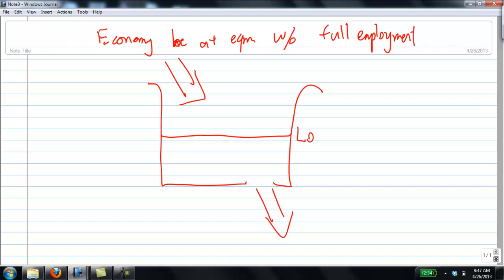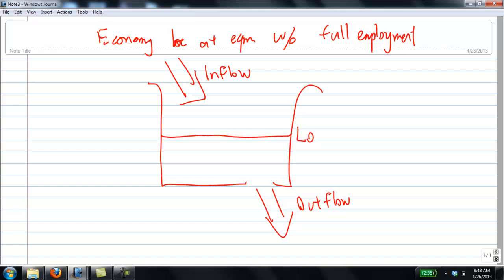I want to pose a question. How do you ensure that this water level L naught is in equilibrium, meaning there's no change in the water level? Take note that there's a hole where water flows out and also water is being poured in. So my question again is, how can L naught be unchanging? How can L naught be the equilibrium level of water? I hope you can tell from your basic science that so long as the inflow, the volume of water going in, exactly matches the outflow, the water level will remain at L naught.